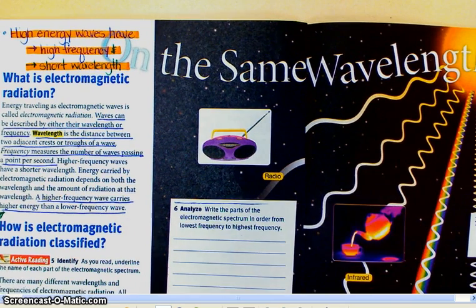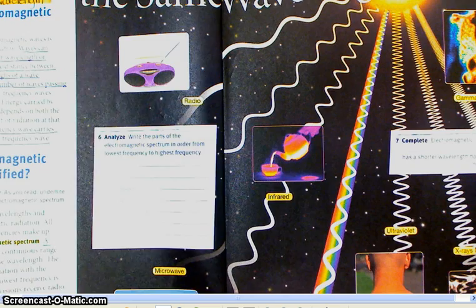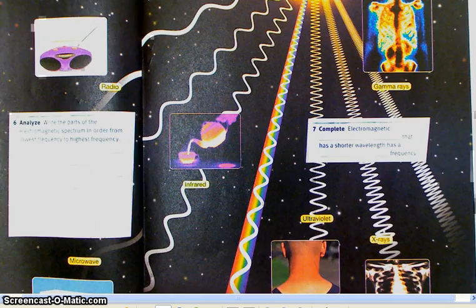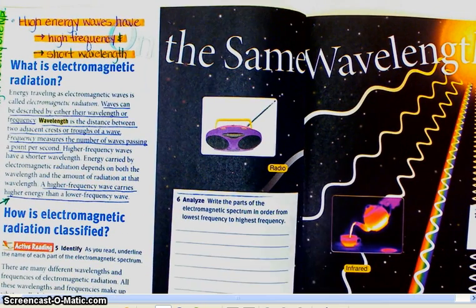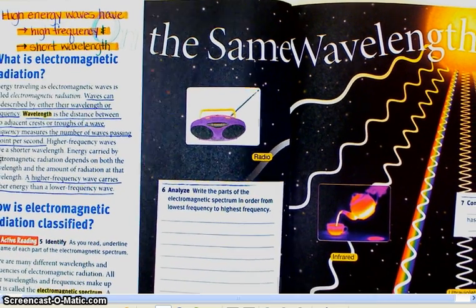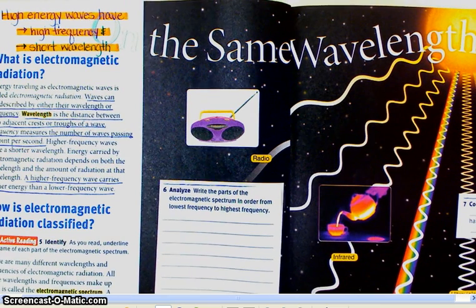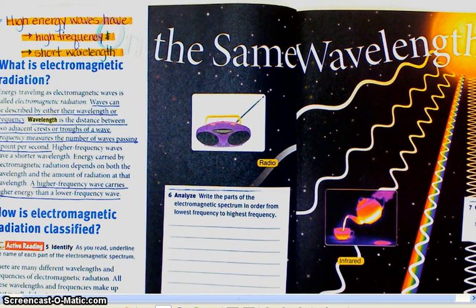Okay? So all of these different things, radio waves, microwaves, infrared rays, visible light, ultraviolet, X-rays, and gamma rays, those are all forms of electromagnetic radiation. And they all travel at the speed of light, which is 300,000 kilometers per second. And the only thing that's different about them is the amount of energy they carry and their frequency and wavelength.